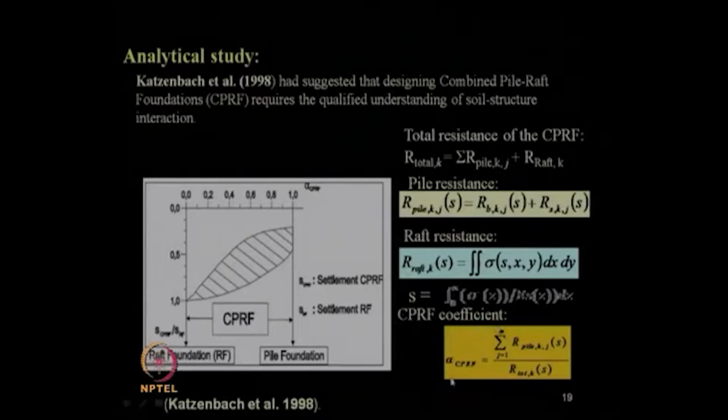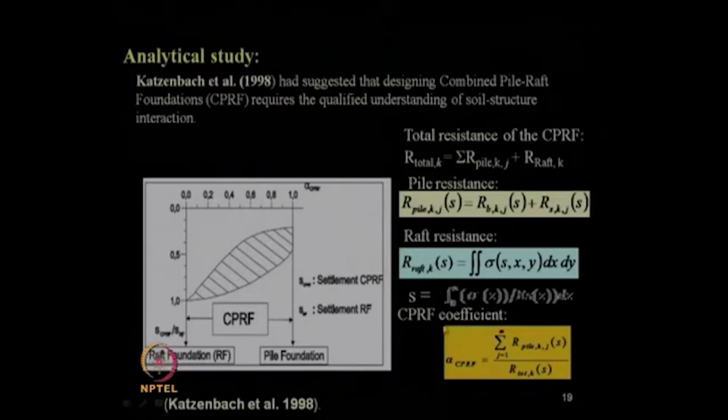What is CPRF coefficient? This is nothing but the load shared by the total number of piles divided by the total load. That means, how much fraction of the load the piles are taking. It will be best designed if it is 50%, or 0.5. If CPRF coefficient is 0.5, you have designed it best. That means your raft is sharing 50% load and piles are sharing 50% load.